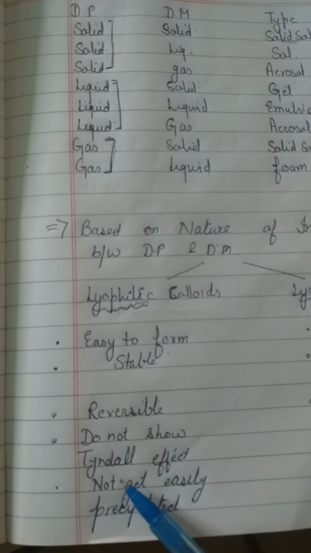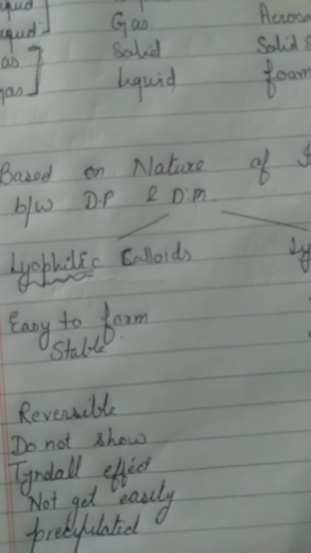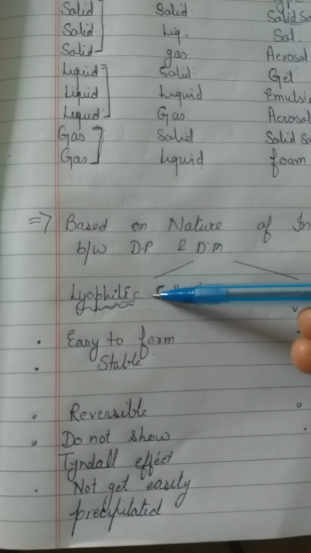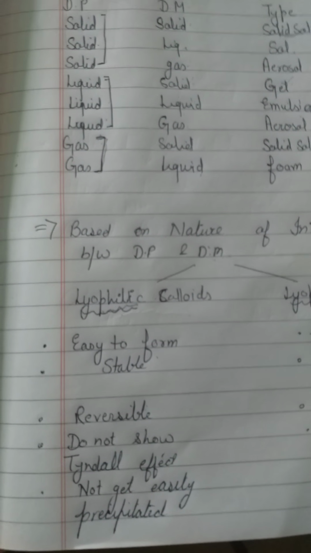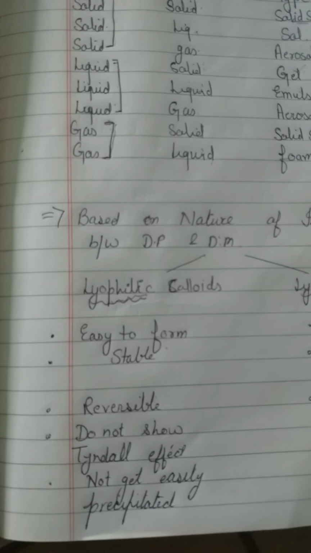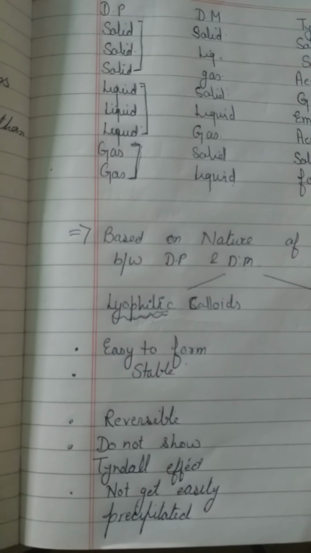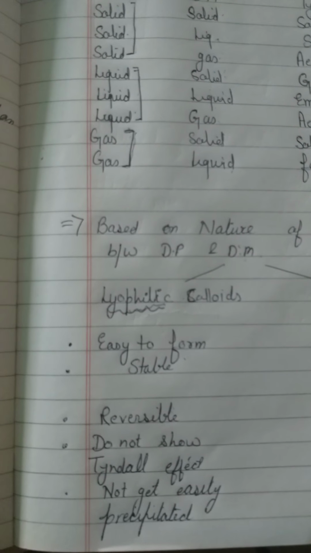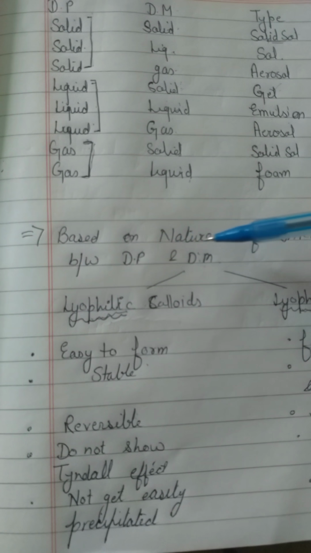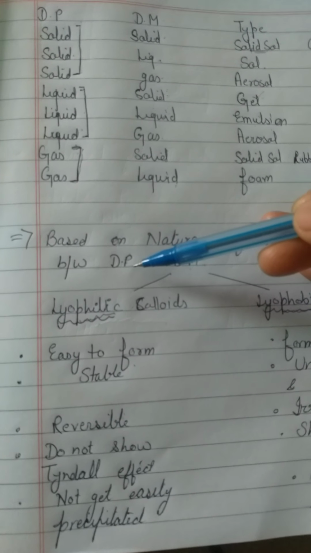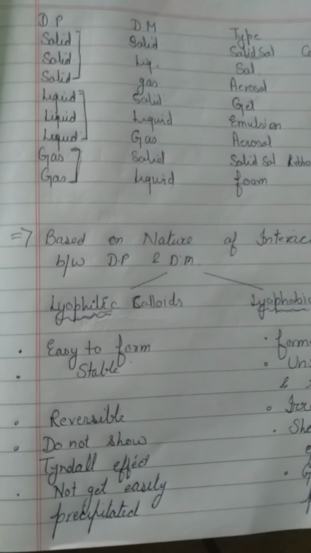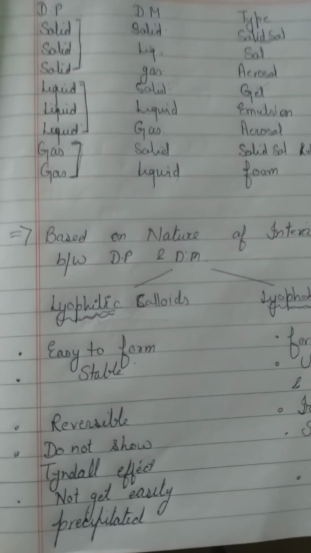Here they are not easily precipitated because these particles have interaction with each other. So by adding an electrolyte, you are not able to coagulate them easily. If you add the electrolyte in very large quantity, then they may get coagulated, right? So it is not easy to separate these two mediums. You can't separate the particles of the dispersed phase and the dispersed medium very easily. That means you can't coagulate them very easily, right?